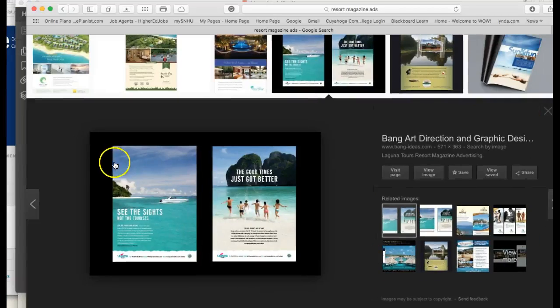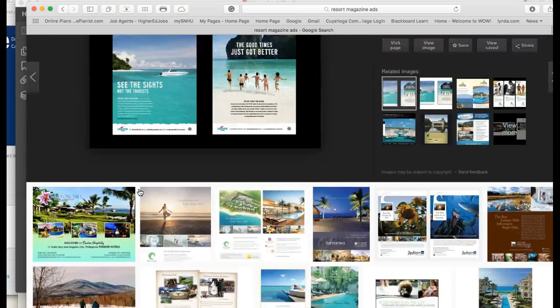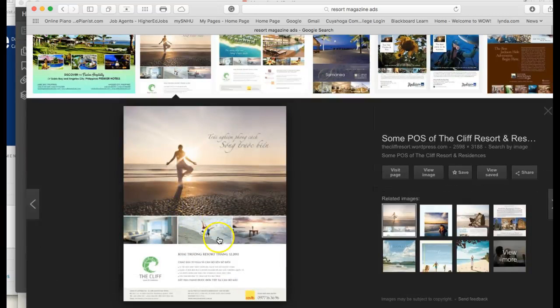Hierarchy. Okay, it's very clear that the designer wants you to look at the image. The image is the draw. The image is what brings you in. Once you're in, then he or she takes you over with the headline, the subhead, and then delivers the information. So there's very clear hierarchy, okay? And we see that same formula over and over.